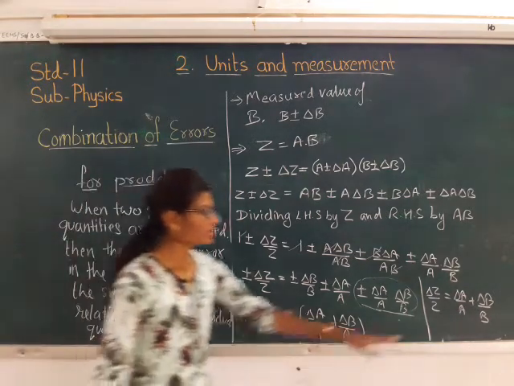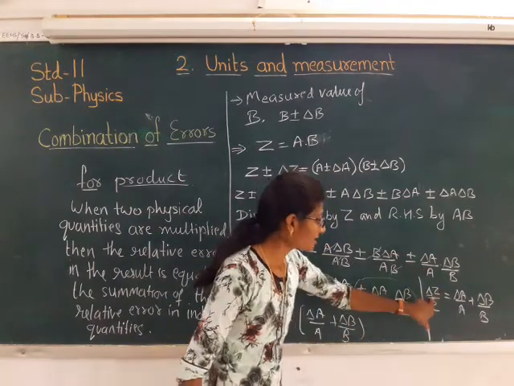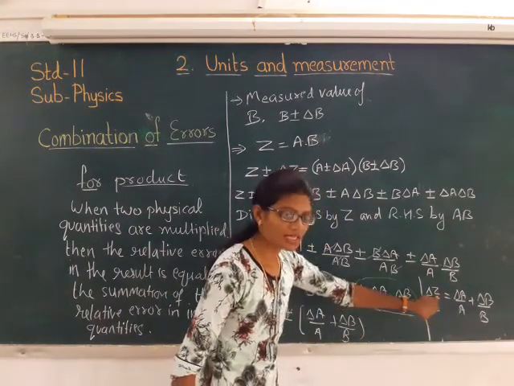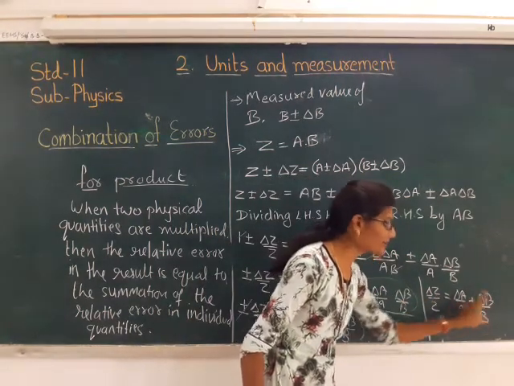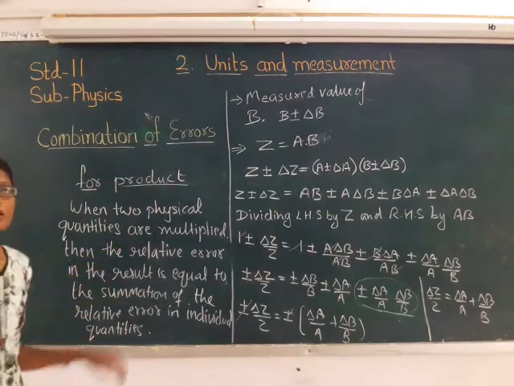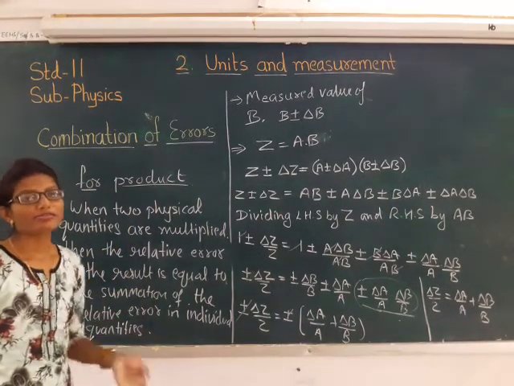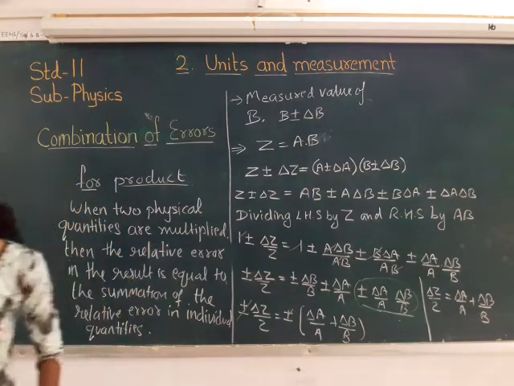You need to write by this equation only. When two quantities are multiplied, then the relative error in the result is equal to the summation of relative error in the individual quantities. So students, first you write down the rule for the product, and then you will be seeing it for the question.